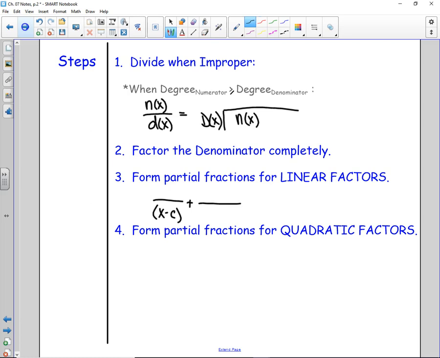X minus c. You could have another one, x minus d. You could have multiple linear factors, and we just put little unknowns, a's and b's, representing constants.